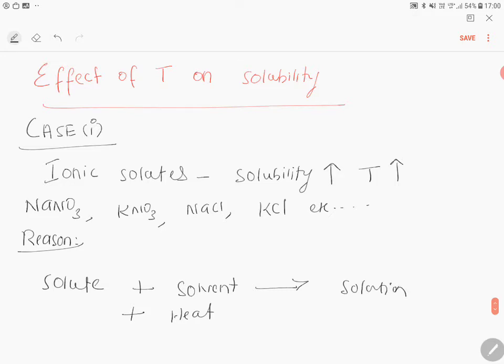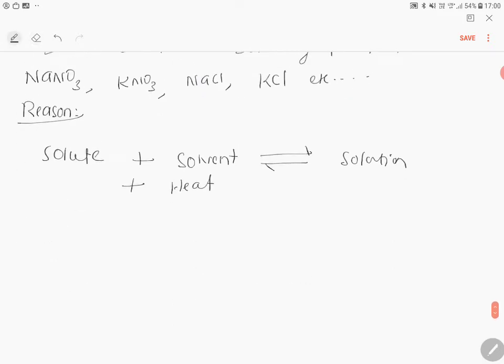What is the meaning of this? So if you want to understand this, let us put equilibrium arrow marks. Once I put equilibrium, I will have to talk something about Le-Chatelier principle. All of you know what is Le-Chatelier's principle. I am not going to say the definition.